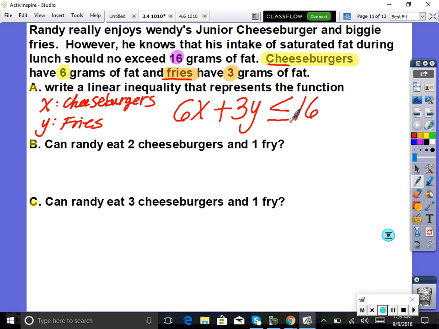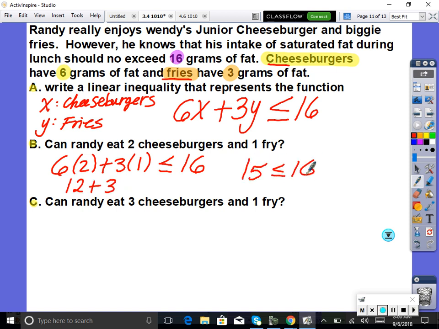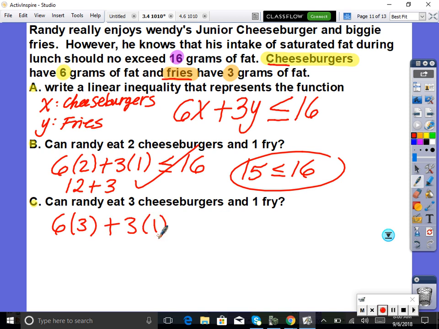So it says, can Randy eat 2 cheeseburgers and 1 fry? Let's plug it in. 6 times 2 plus 3 times 1. Is that less than or equal to 16? 12 plus 3 is 15. 15 is less than or equal to 16. Yes, we can eat that combination. How about 3? 6 times 3 plus 3 times 1. 3 cheeseburgers and 1 fry. Is that less than or equal to 16? 18 plus 3 is obviously not less than 16, right? He can't eat that many cheeseburgers.